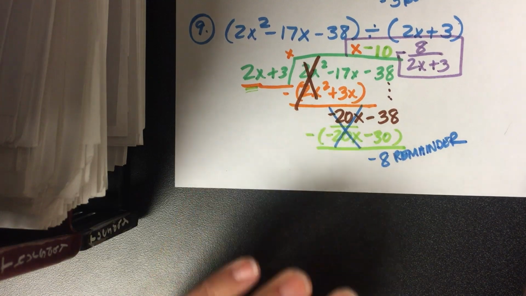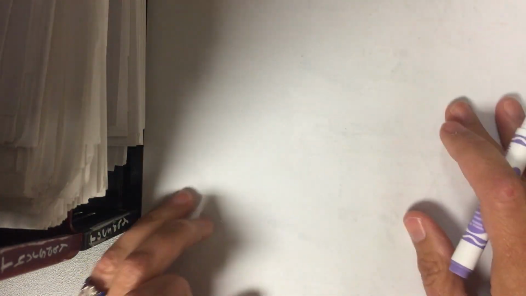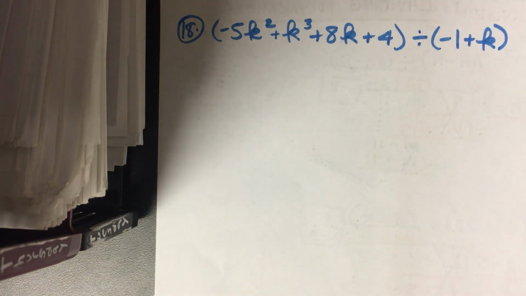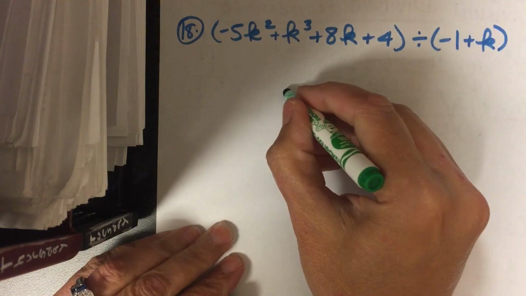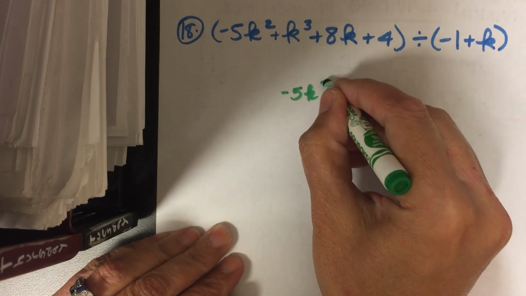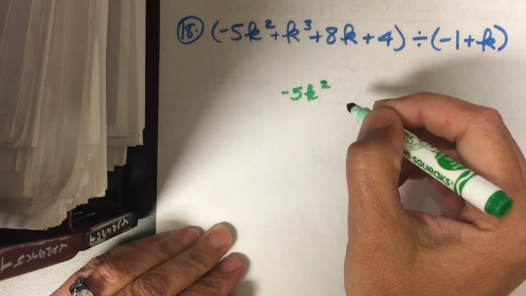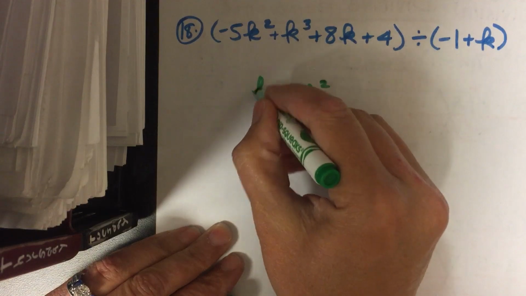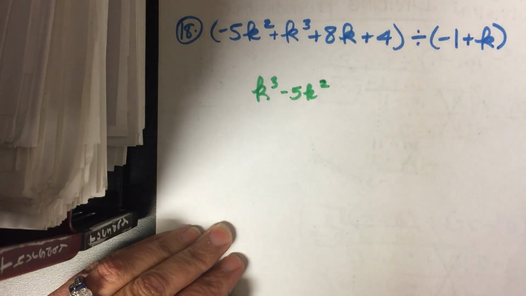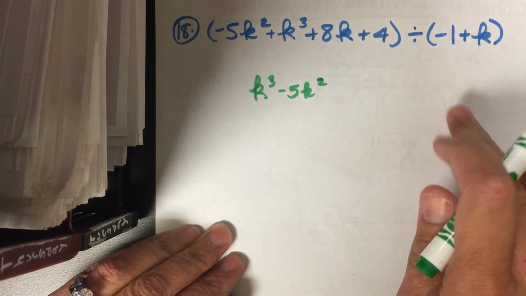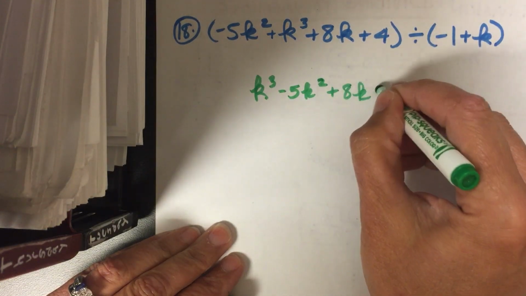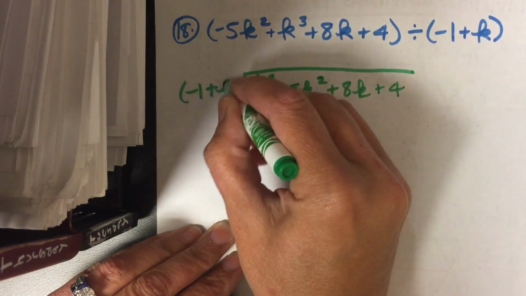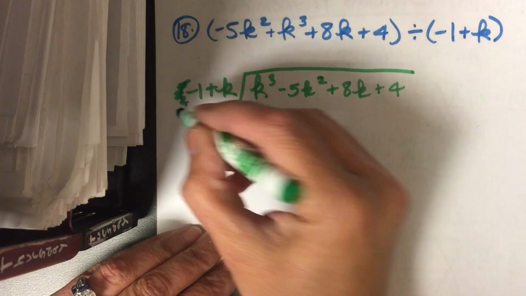Okay. So those are our first 3 examples, and then we've got one more. We're going to do number 18 simply because it's got more terms. So let's go ahead and write number 18. Number 18, it'll be negative 5k squared. But you have to order these properly. K cubed has to come first, so the k cubed is going to go in front. You have to have them in descending order. So then plus 8k plus 4, and that is going to be divided by negative 1 plus k. I really didn't need to put the parentheses there.